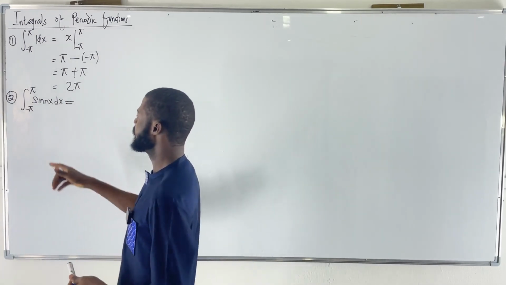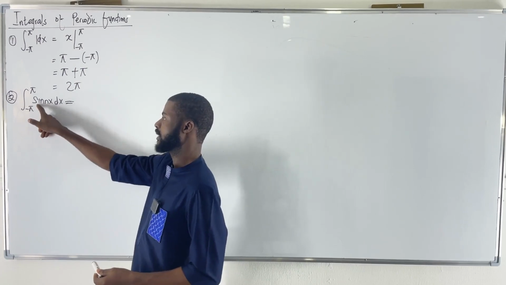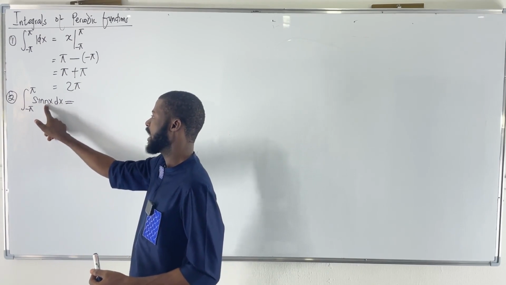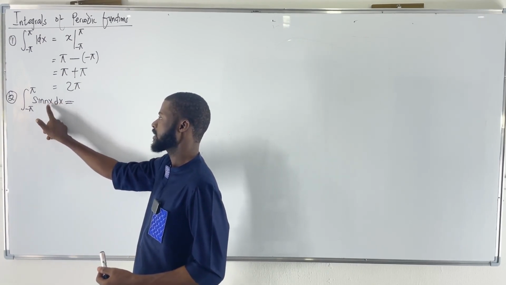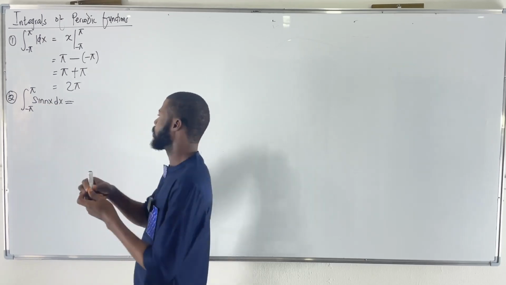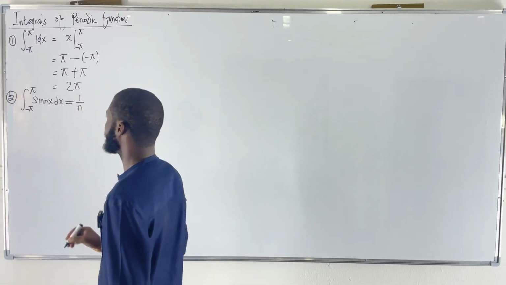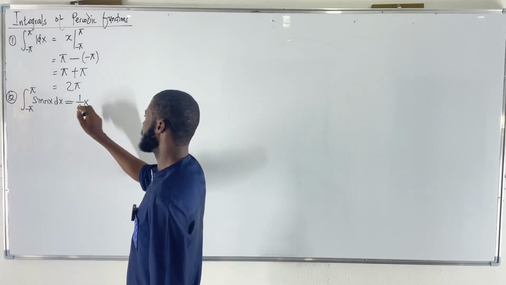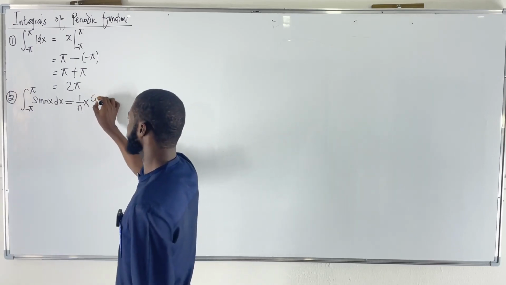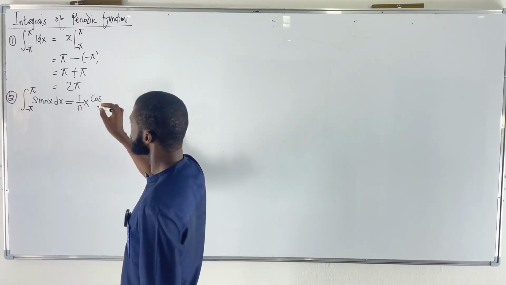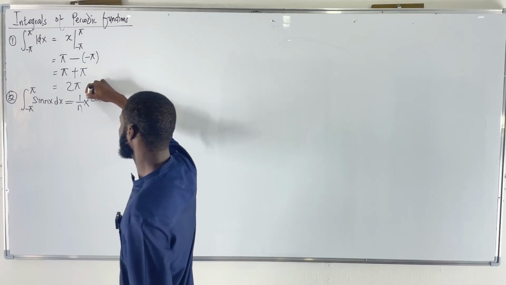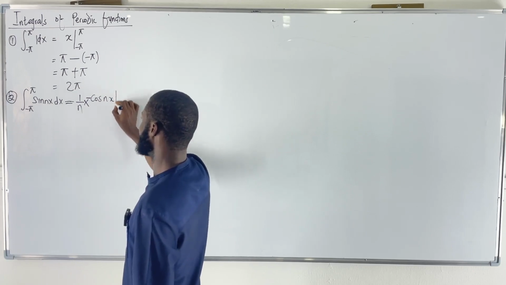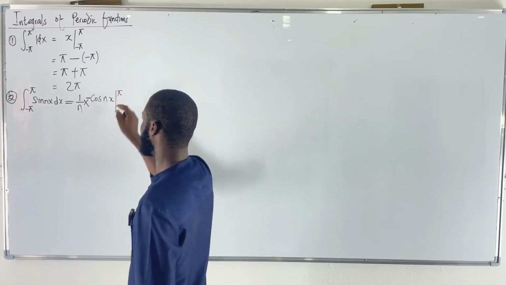So right now, if you should want to integrate this, first of all, let's differentiate nx with respect to x. You're going to get n. So this will become 1 over n. That's how we integrate trigonometric functions. So 1 over n times, integrate sine, you will get minus cosine. Then you put your angle, nx, and this is from minus pi to pi.